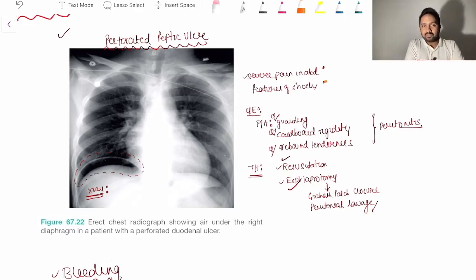Now in your abdominal findings, you usually find your guarding or a cardboard rigidity and rebound tenderness. So basically they have features of peritonitis, and your treatment would usually have your resuscitation and your exploratory laparotomy. And exploratory laparotomy, what do you do?